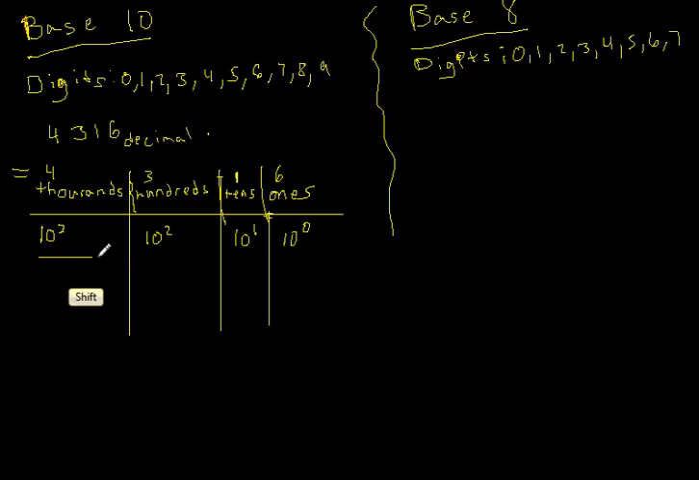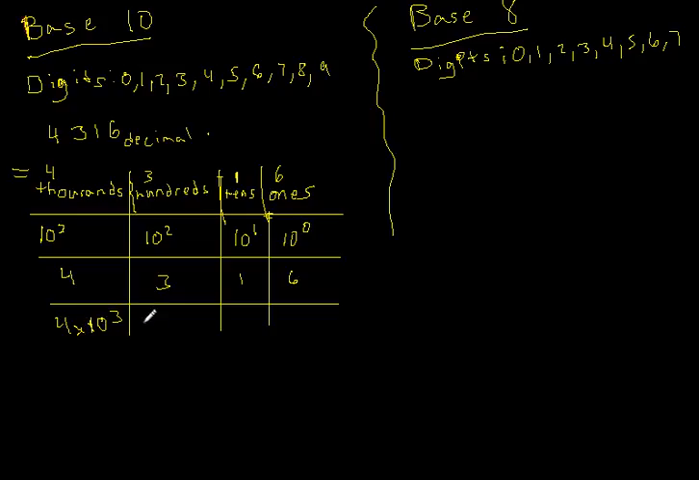So inside my thousands, again, I have 4. Inside my hundreds, I have a 3. Inside my tens, I have a 1. And inside my ones, there's a 6. So how do these separate strings reconnect? Well, how do I get 4,316? It's 4 times 10 to the third, 3 times 10 to the second, 1 times 10 to the first, and finally 6 times 10 to the 0.